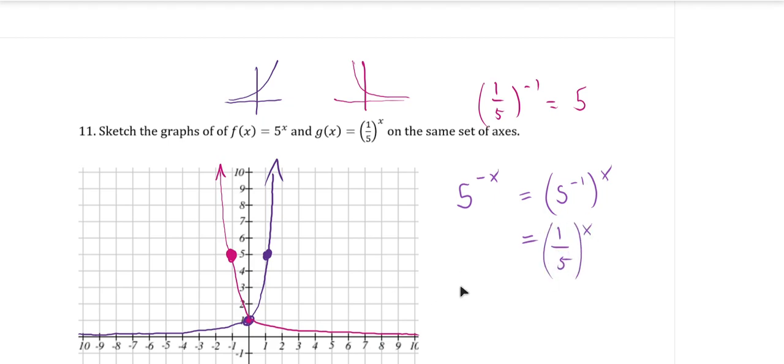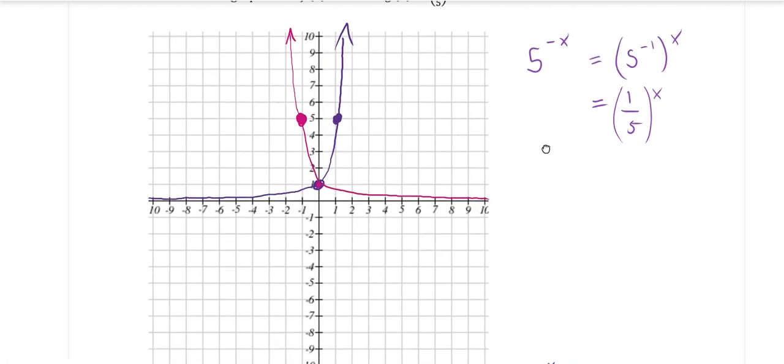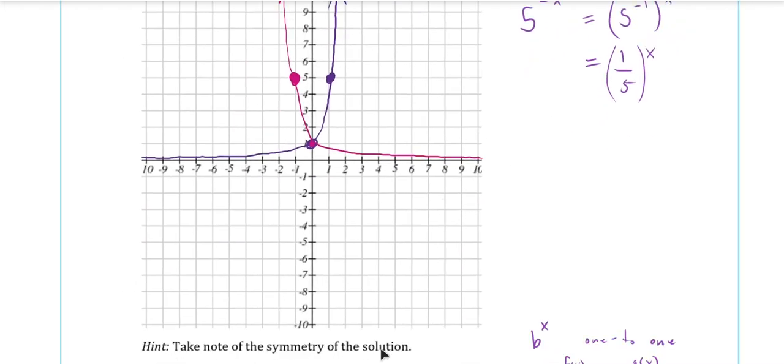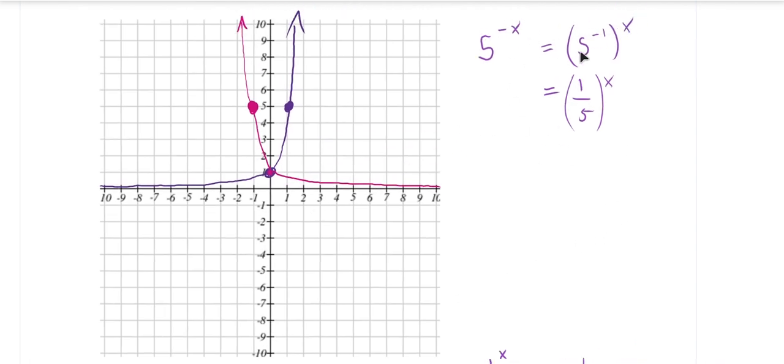So consider that the graph of 5 to the x and the graph of 1/5 to the x are going to be horizontal reflections of each other. And that's what we can see on this graph here. That is, in fact, the symmetry they want us to note, is that the two are reflections of each other. And that is because of this property here.